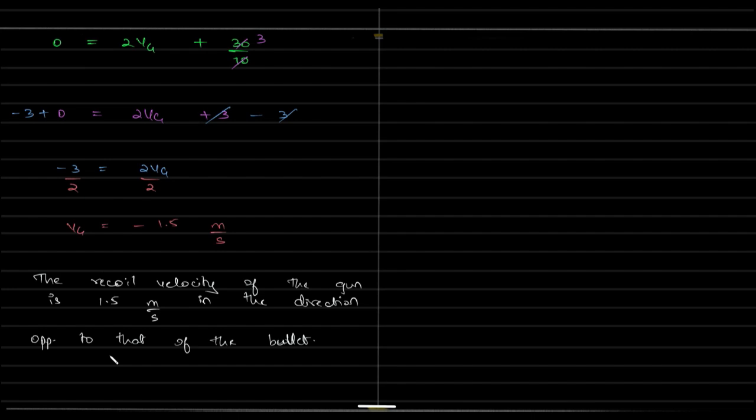So the first part you can go back, pause and write down. This is the second half. By the way, this negative value indicates that it is opposite to the direction of the bullet, because I'm taking the direction of the bullet as positive. Obviously the recoil velocity would be opposite to the direction of the bullet, is it not? The bullet will push the gun back. Okay, so that is your negative value.